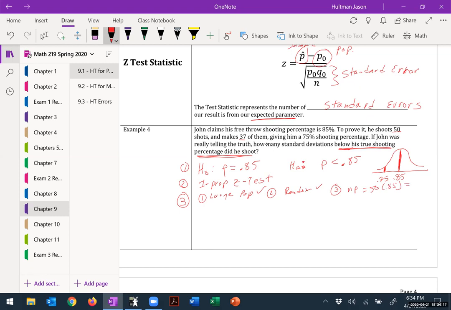In this case, 50 times 0.85, let's see what that is. I think it's 37.5 something. 50 times 0.85. Oh, sorry, 42.5 is greater than or equal to 10. Yep, check. So what about N times P equals 50 times 0.15?